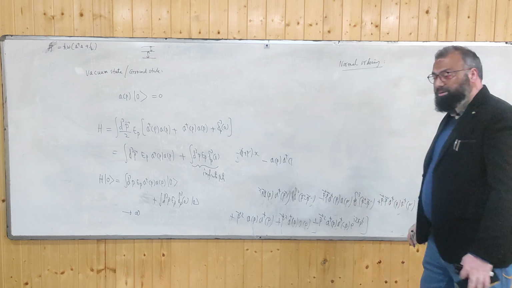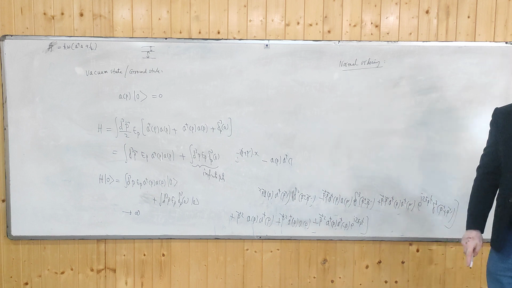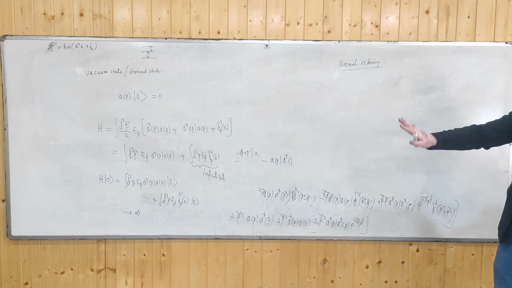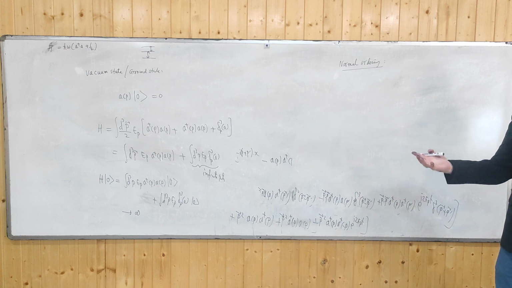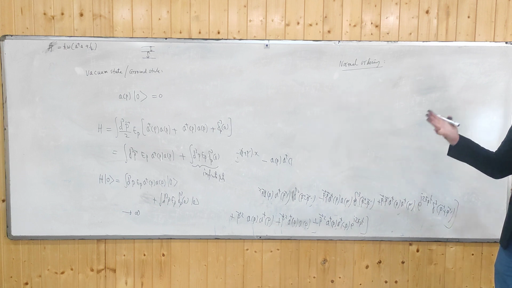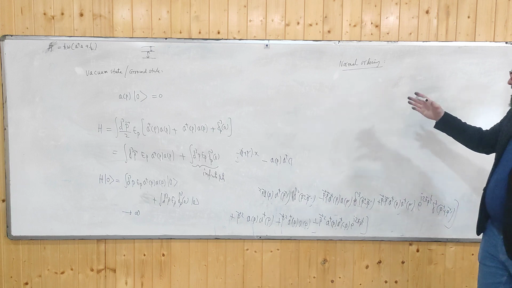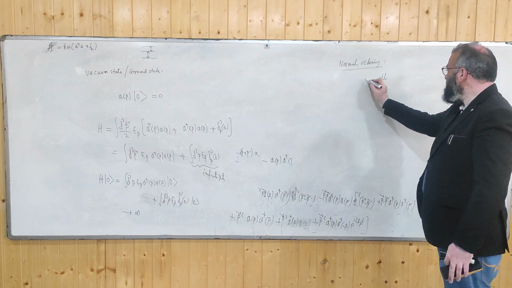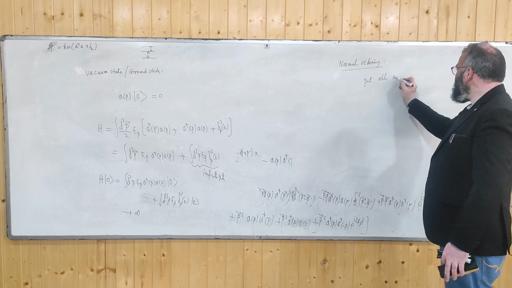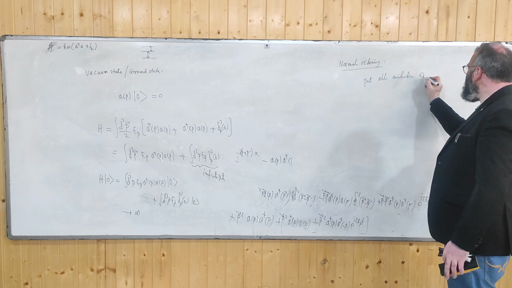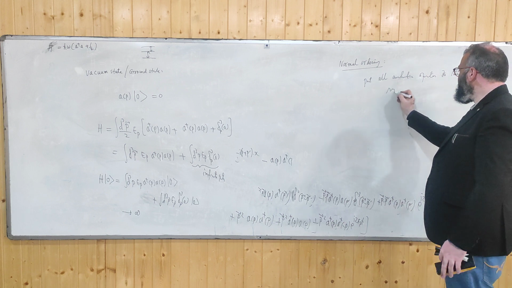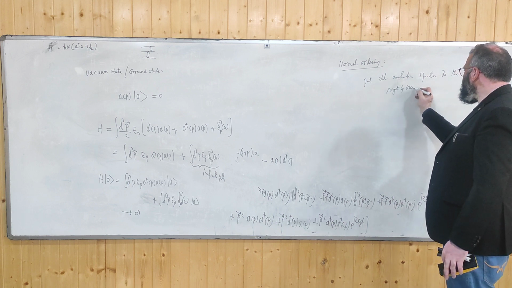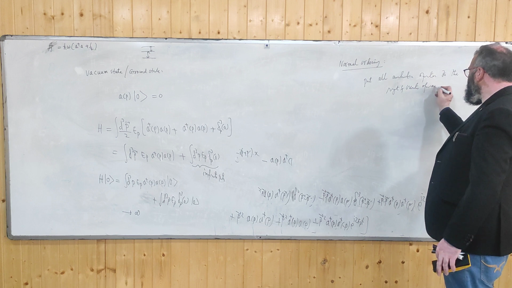Okay, so normal ordering means if you are having a string of these operators containing annihilation and creation operators, you put all the annihilation operators to the right of the creation operators. Understand what I mean? So we are almost done.